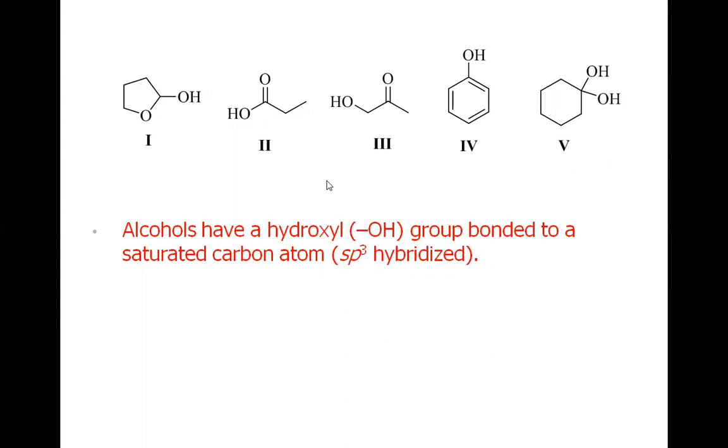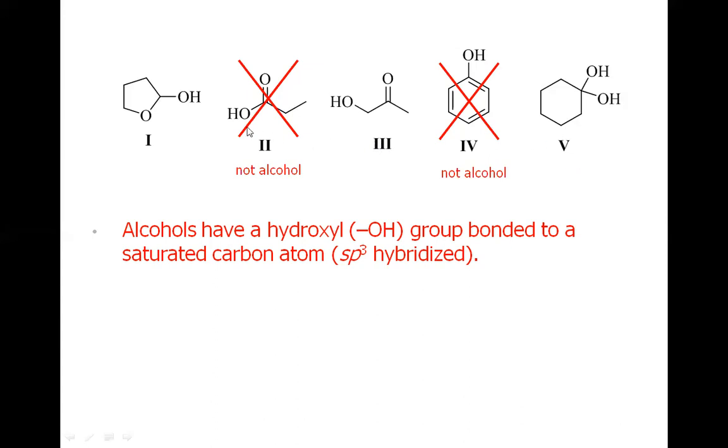By this token, we may safely eliminate compound 2, because this hydroxy is not connected to an sp3 hybridized carbon, rather it is connected to an sp2 hybridized carbon. As for compound 4, it is also not an alcohol, because this hydroxy is not connected to an sp3 carbon but to an sp2 hybridized carbon. Now we are left with the option of compounds 1, 3 and 5.